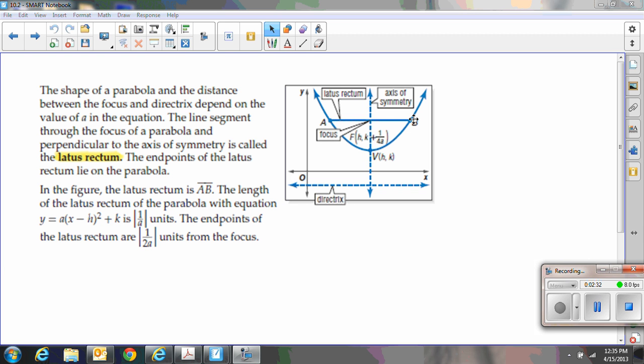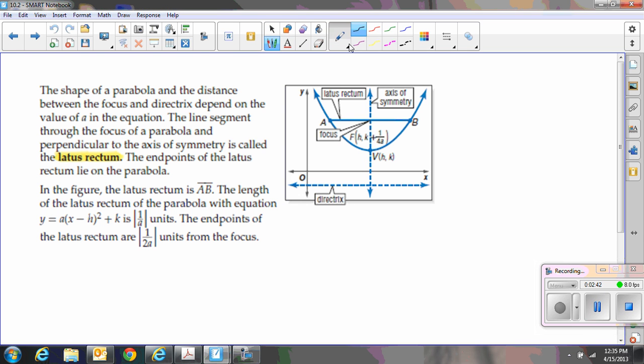The latus rectum has length 1 over a, a being the number that's in front of the x minus h squared. If you remember back when we studied parabolas, this equation was the equation of our vertex form. This is the equation we want to see things in.